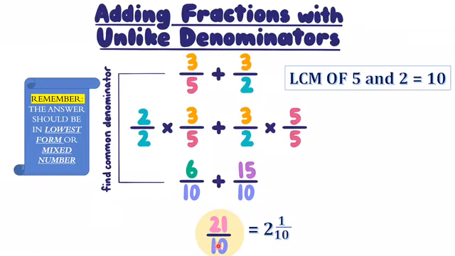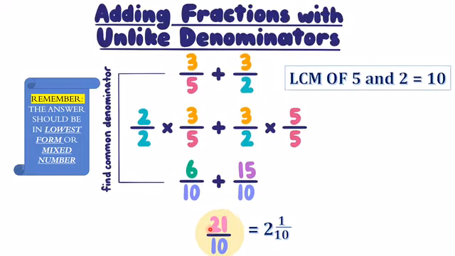I was saying to you that if at all you have an improper fraction as the final answer, then it is better that you convert it into a mixed fraction as the final result. Okay, so there is a remember point here that you should actually remember. The answer should be in lowest form or mixed number. Okay, lowest form is when both numerator and denominator cannot be divided by any common factor.